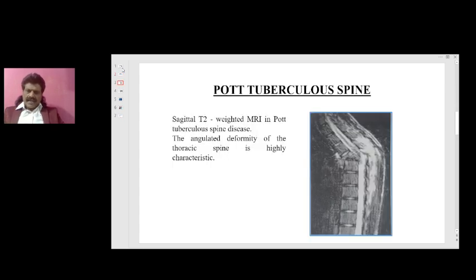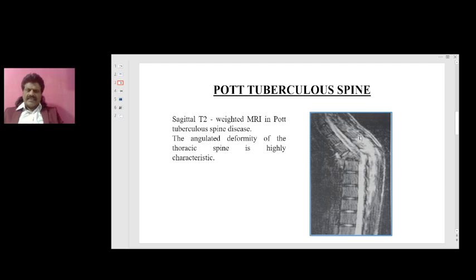So this is the classic tuberculosis of the spine known as Pott's tuberculous spine. This is a sagittal T2 weighted MRI in Pott's tuberculous spinal disease. Here you can see this classic angular deformity. It goes straight, then turns over and then ascends. This is the angular deformity, very characteristic of tuberculosis of the spine.